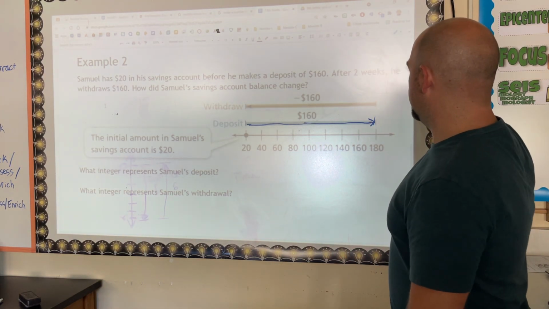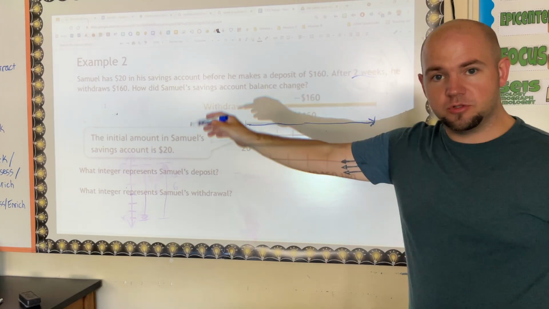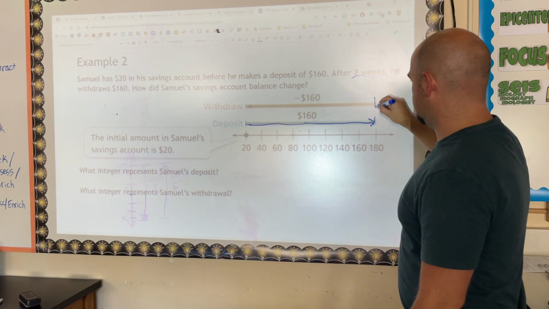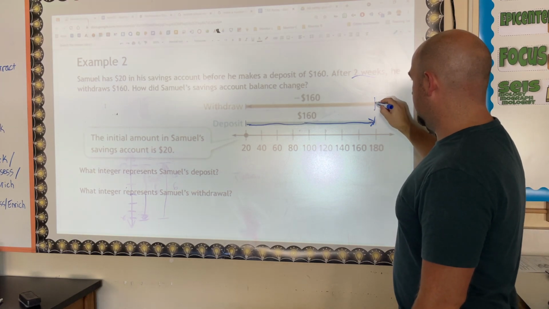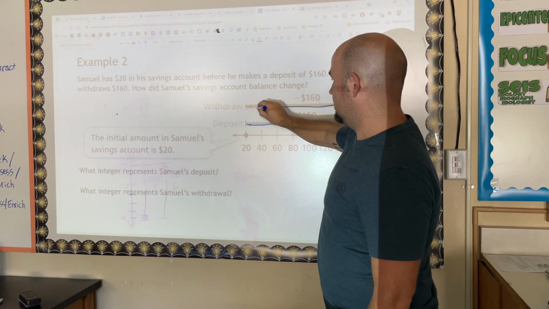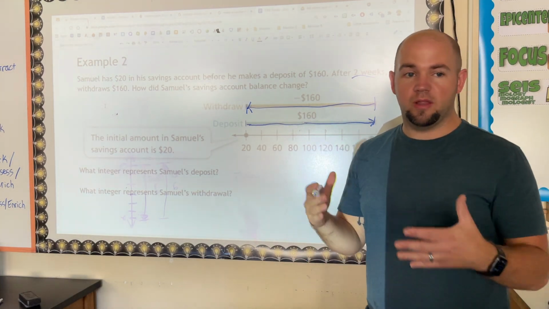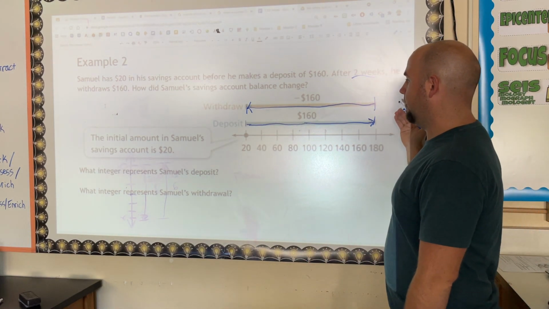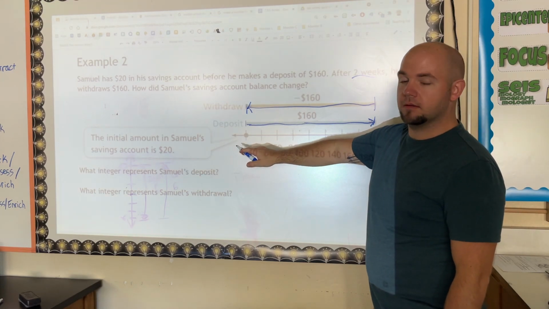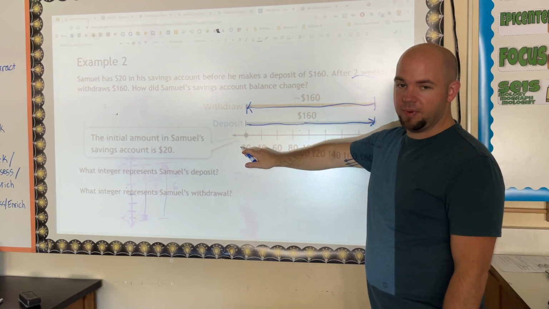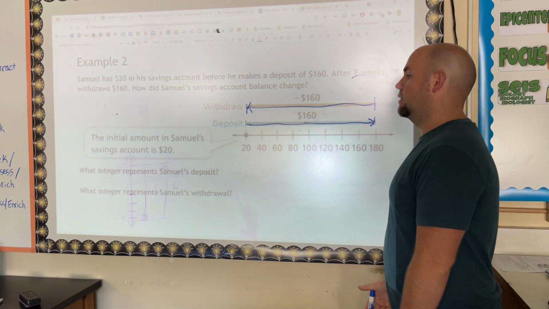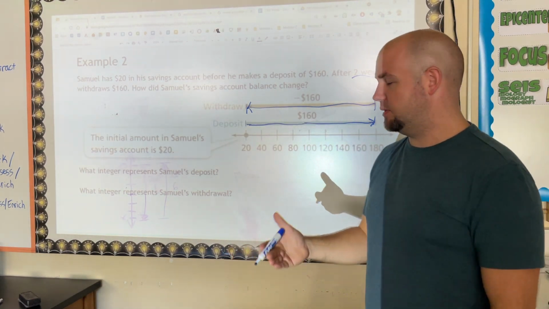But then 2 weeks later, he's going to make a withdrawal of $160. So he's going to take that 180 that he had. He's going to subtract $160, and he's going to withdraw. That's the word for that for a bank account, if you don't know. And so he's going to end up back at something there again. It's positive $20.